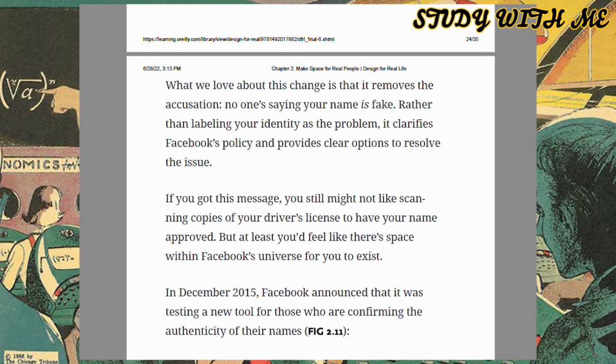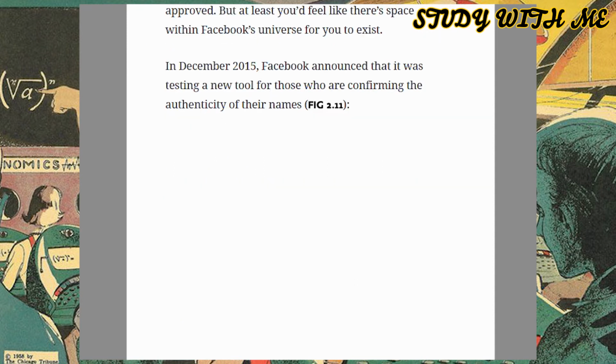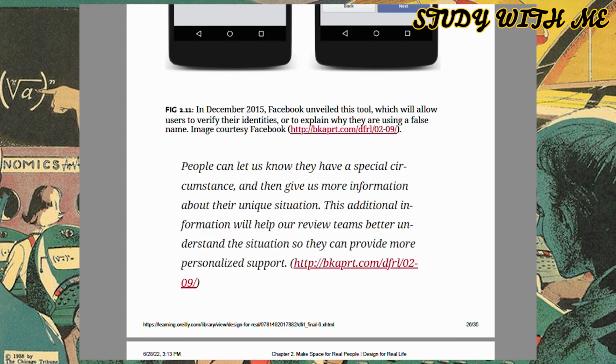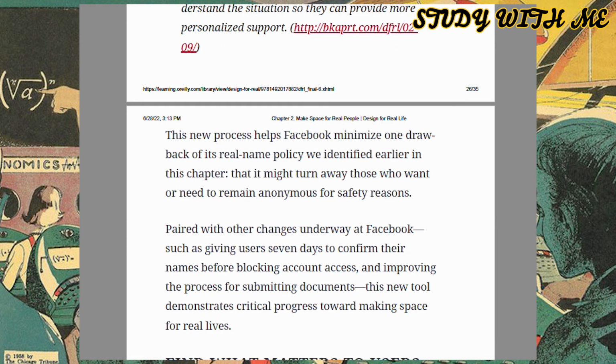In December 2015, Facebook announced that it was testing a new tool for those who are confirming the authenticity of their names. "People can let us know they have a special circumstance and then give us more information about their unique situation. This additional information will help our review teams better understand the situation so they can provide more personalized support." This new process helps Facebook minimize one drawback of its real name policy we identified earlier in this chapter, that it might turn away those who want or need to remain anonymous for safety reasons.